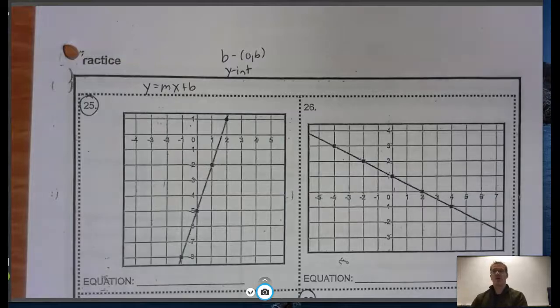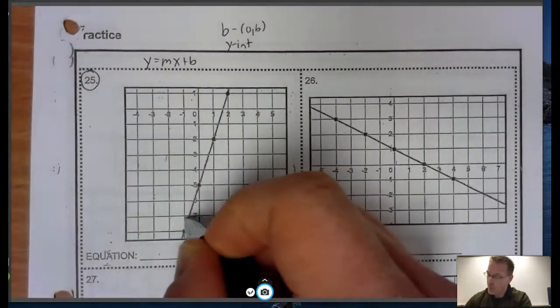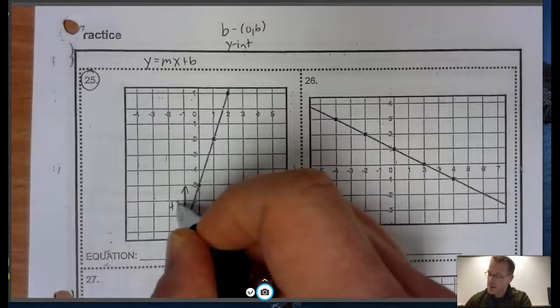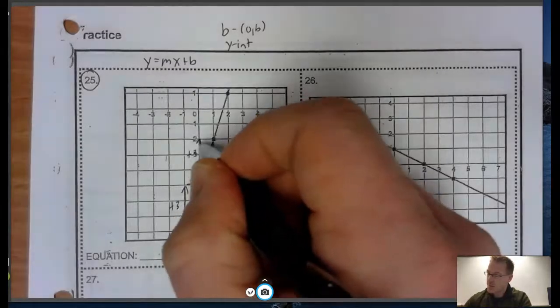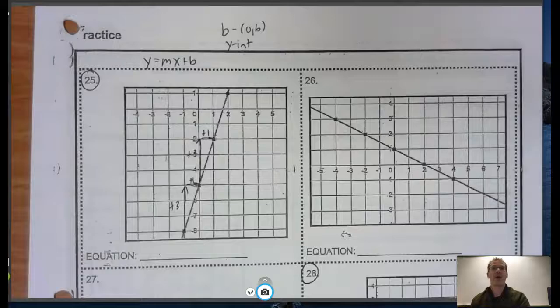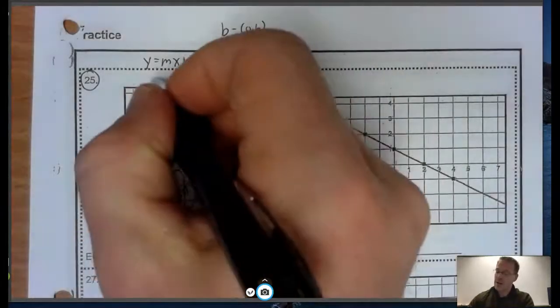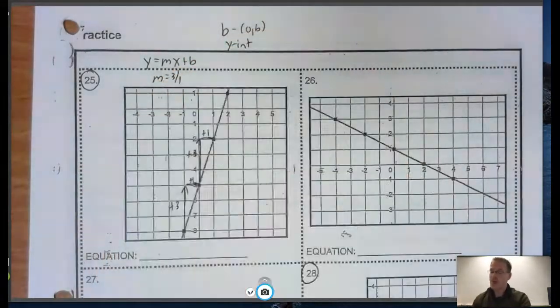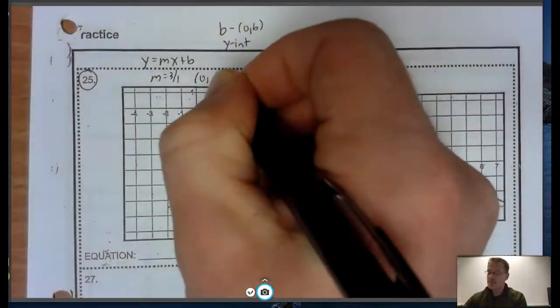So let's find slope. Notice if I go from point to point here, I go up 1, 2, 3, and I go over 1. And I can see that that continues all the way up our line here. So 3/1, 3/1, 3/1. I can see that my slope is 3/1. Now notice I can clearly see where it crosses the y-axis. I can see that it crosses at (0, 5).